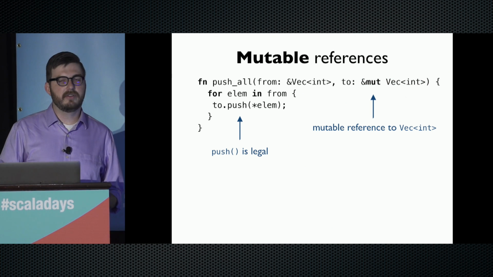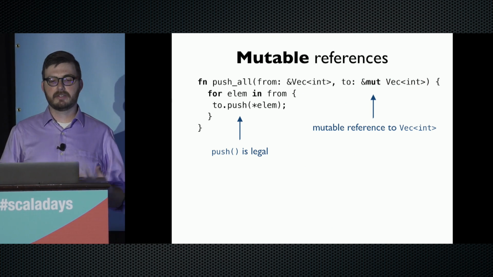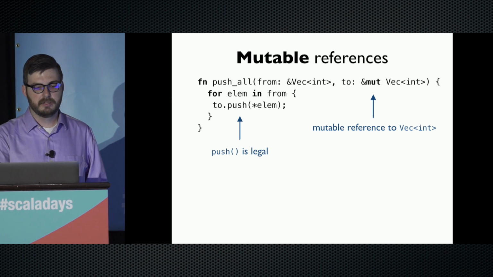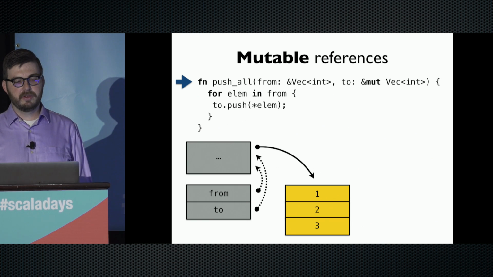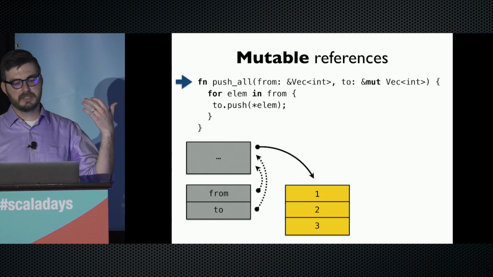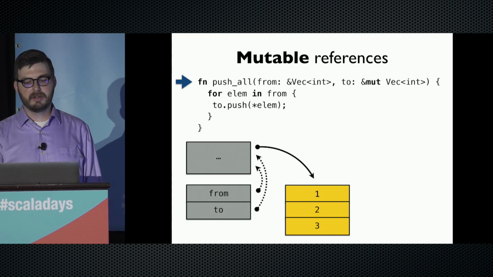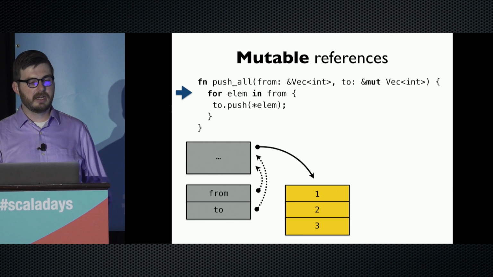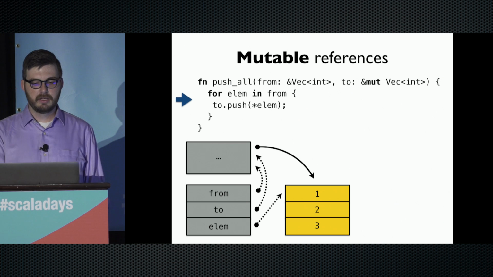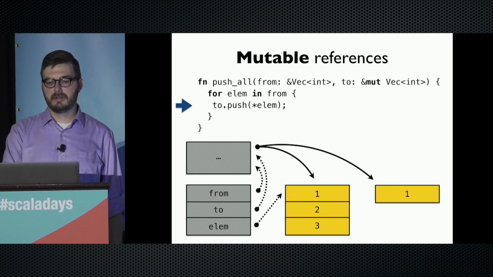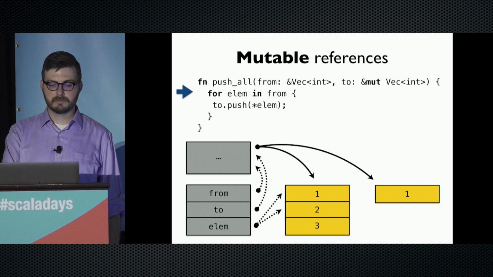Okay, so because we have a mutable target vector, we're allowed to call push on it. So that's great. And the way this is going to work, both the from and the to parameters are just pointers on the stack. They're going to point to a vector that's stored somewhere, which in turn will point to its buffer on the heap. And then as we walk through each element of the vector, we're going to get a pointer into that buffer, and we'll start expanding the buffer of the target vector one by one.